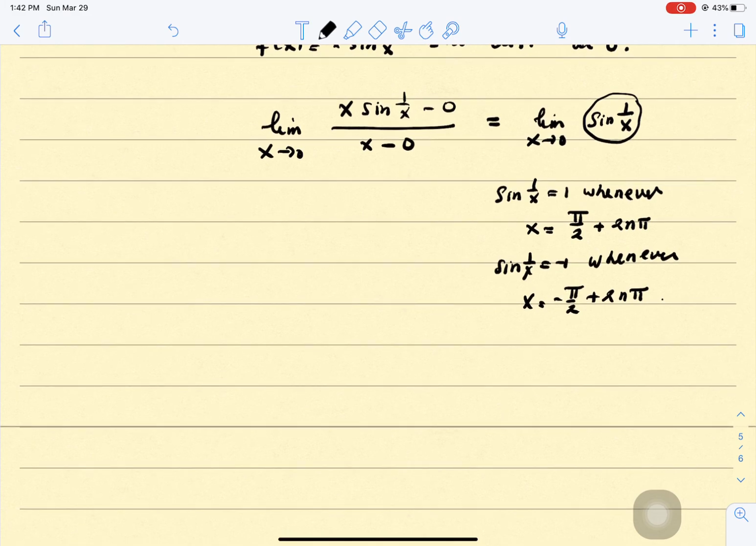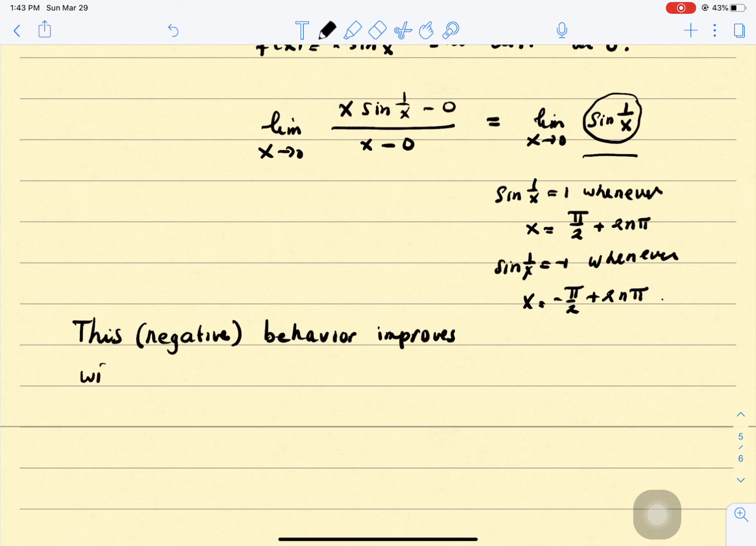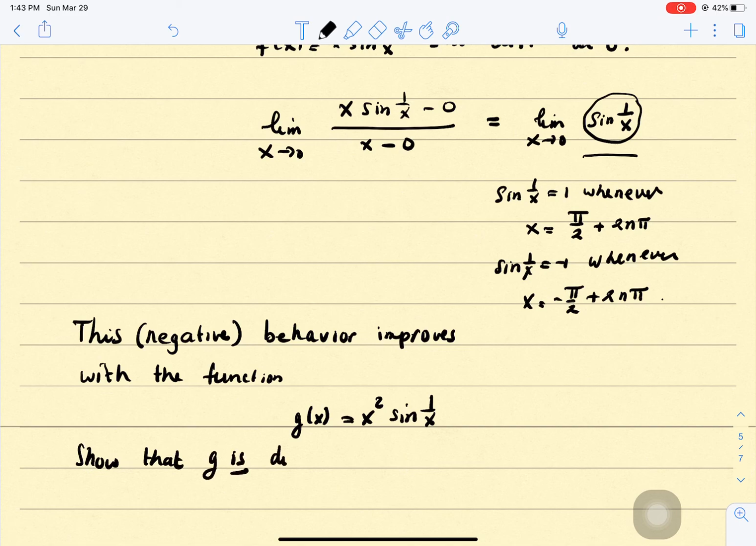Now, this negative behavior, if you don't like that the limit as x approaches 0 of sine 1 over x does not exist, and you call that a negative thing, this negative behavior improves with the function g of x is x squared sine 1 over x. Show that g is differentiable at 0. And that's an easy exercise. That's actually easier to write down than the fact that that limit does not exist.